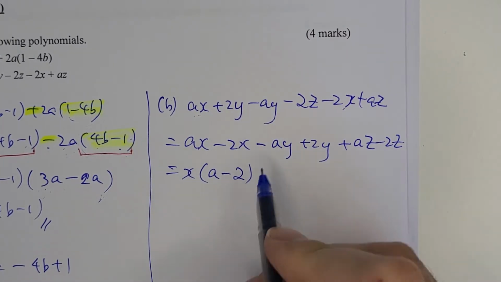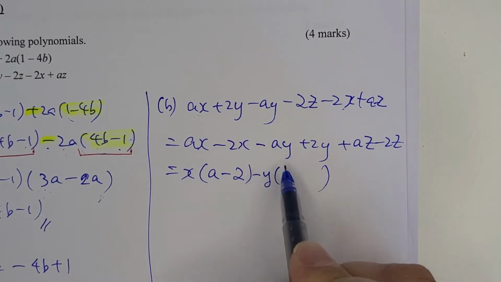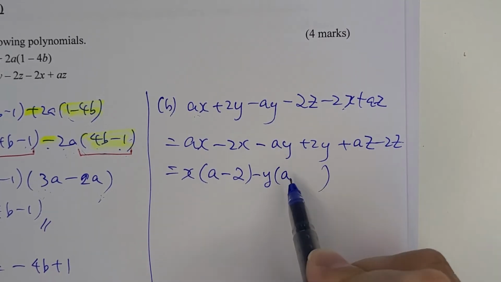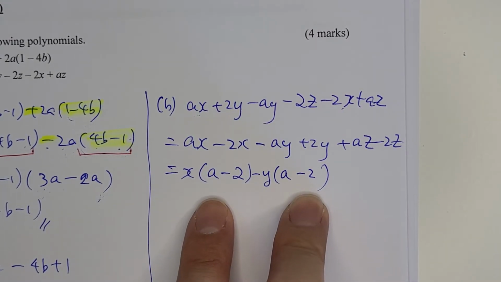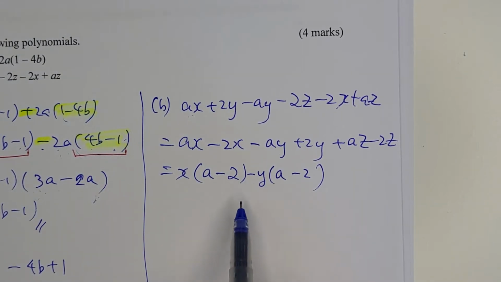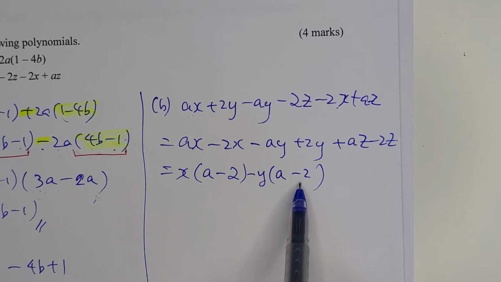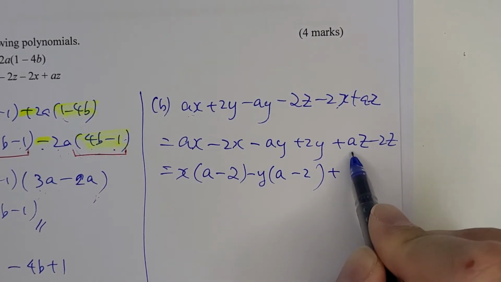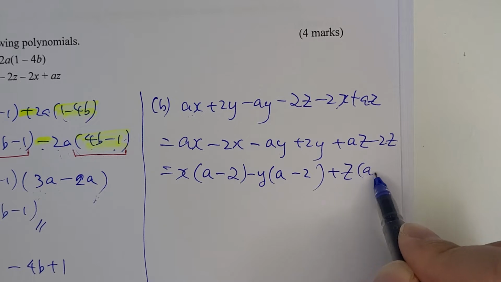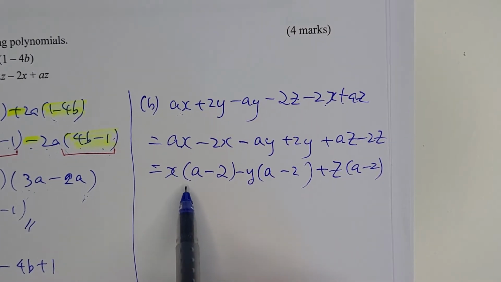Here we will take out negative y. The reason is, if you take out negative y, then inside the bracket they will be left as positive a minus 2. Then you can create a new common factor. If you take out positive y, then inside the bracket that will become negative a plus 2. There's no common factor here. So for the last two terms, take out z, that's a minus 2. So you can see that there is a new common factor a minus 2.